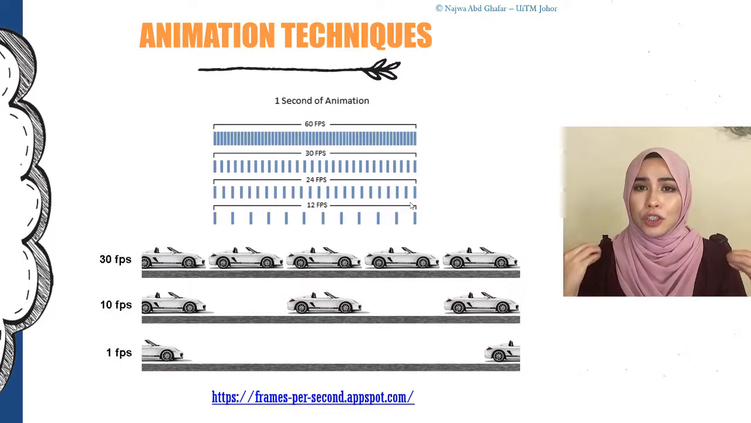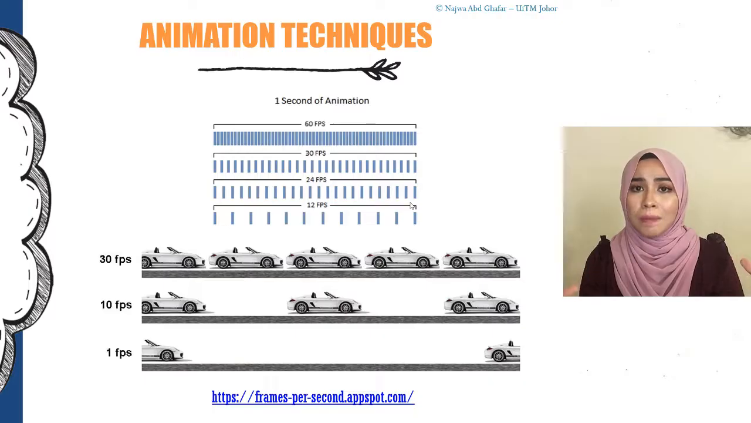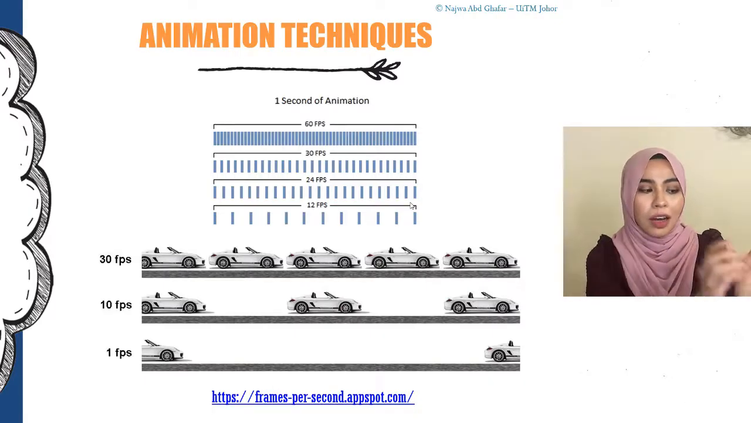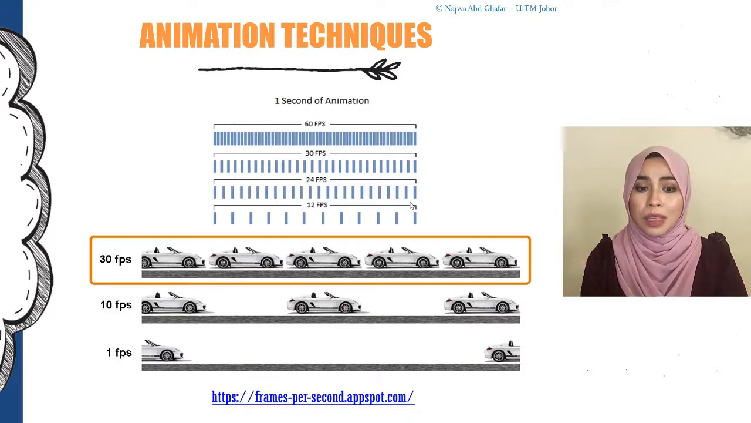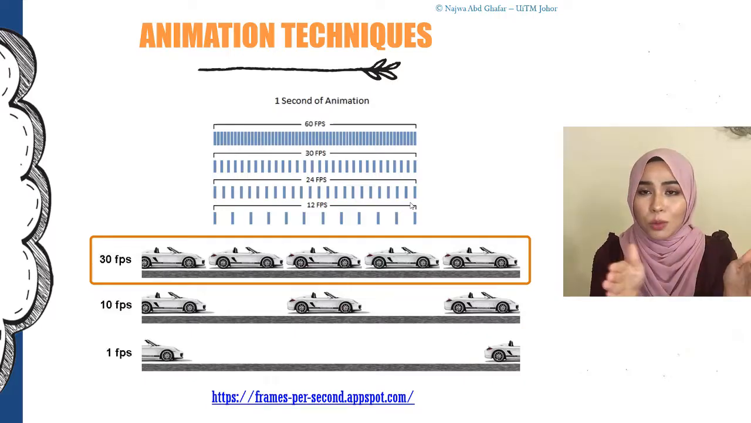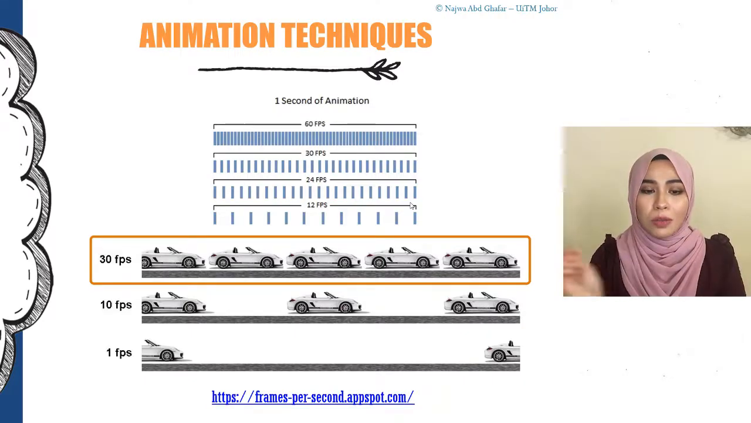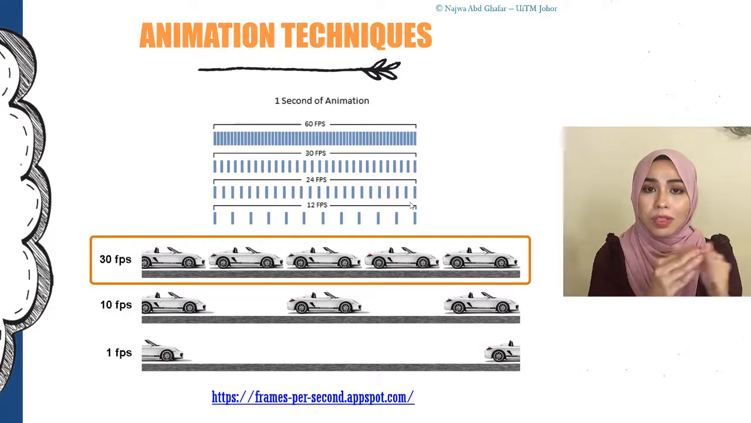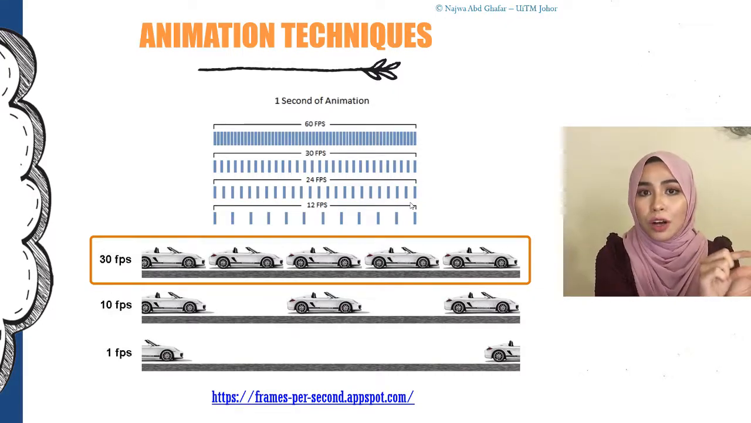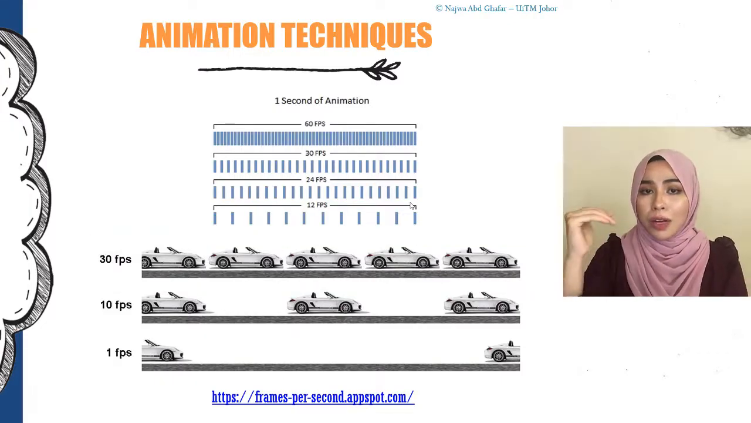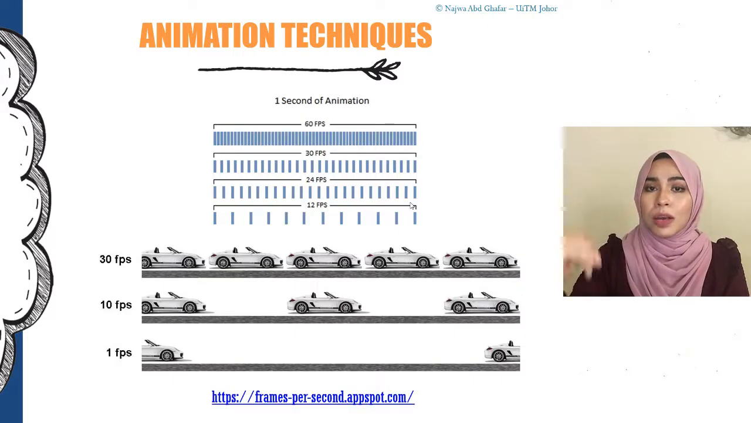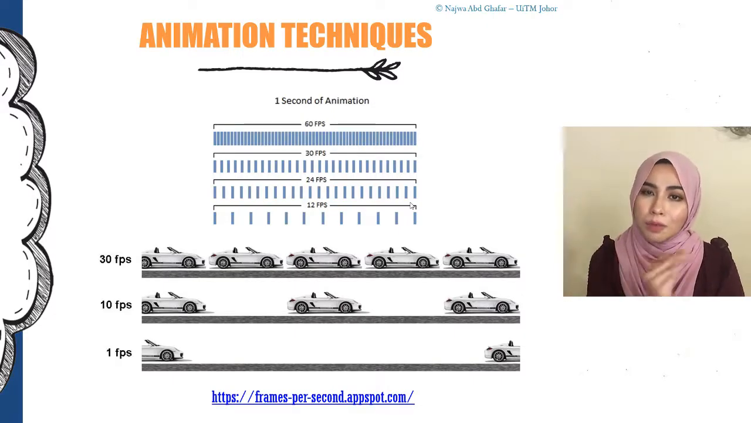But if you shoot your animation at 30 frames per second, you will notice that at 10 frames per second there are empty spaces, right? Because there isn't much image. But when you have 30 frames per second, meaning that there are a lot of images that are used to create that 1 second of animation, there will be images in between each frame. Since there are a lot of images, the movement of your object will be a lot smoother. So that's why higher frames per second will create a smoother movement, whereas lower frames per second will create a less smooth movement.